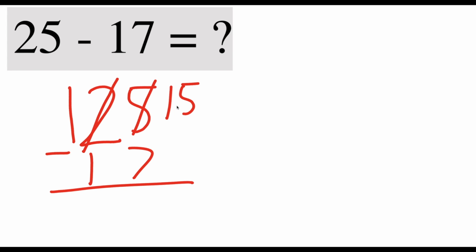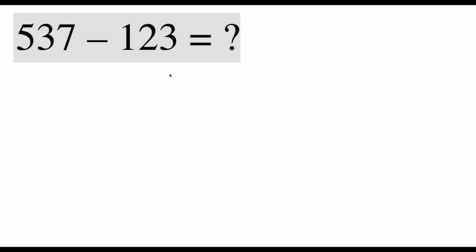And now we have 15 minus 7, and when we subtract it, we get a positive number. We get a positive 8. 15 minus 7 is 8. And then 1 minus 1 is 0. So our final answer is 25 minus 17 would give us 8. And this makes sense because 8 plus 17 is 25. So if you're still kind of confused, no worries. We have 2 more problems.